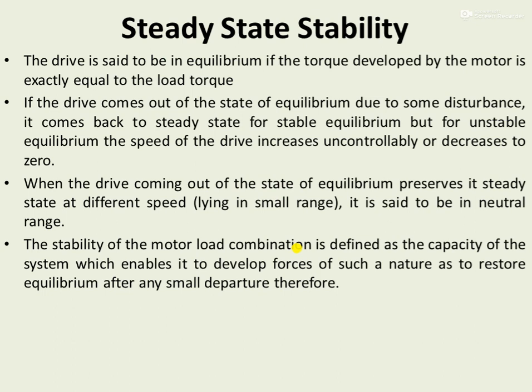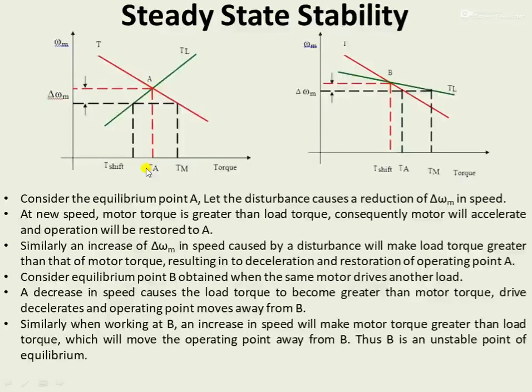Next we are going to study the topic steady state stability in electrical drives. From the fundamental torque equation, that is T minus TL is equal to J into d omega m by dt, it's very clear what the equilibrium condition is. In this characteristics, the red line indicates the motor torque characteristics, whereas the green line represents the load torque characteristics. A is the intersection point. At this intersection point, the motor torque is the same as the load torque. That is, at point A, the motor load system is said to be in equilibrium or in steady state.